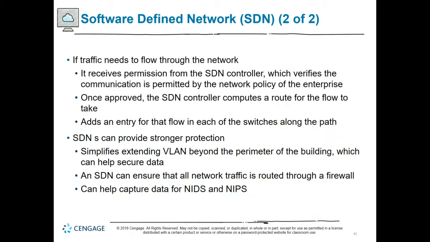So with an SDN, if traffic needs to flow through this network, it's going to receive permission from the SDN controller. It's going to verify that the communication is permitted by the network policy. Once it is approved, the controller then computes a route for the flow to take. It's also going to add an entry for that flow at each of the switches along the path.